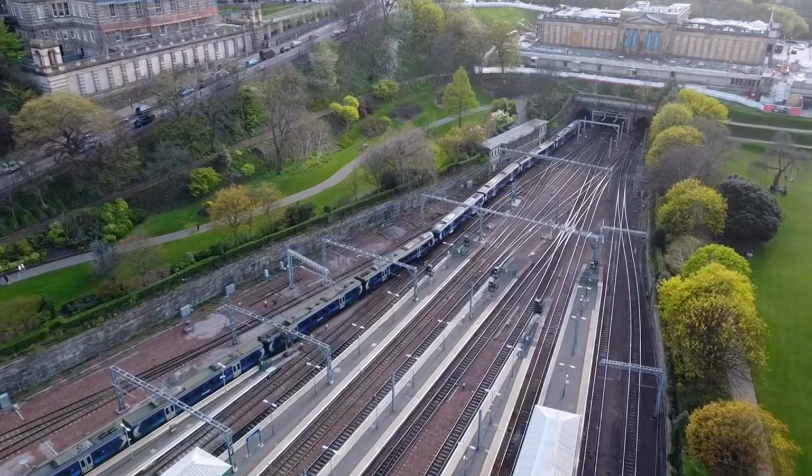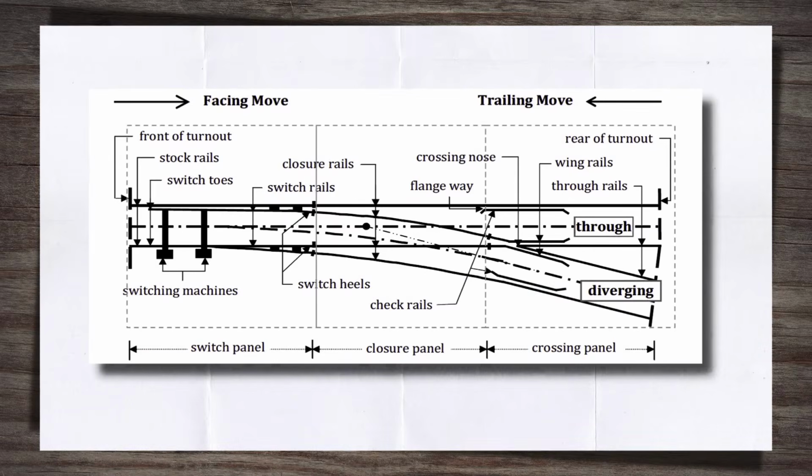Now, those are the three main parts of a railway junction. There is an additional panel, known as the closure panel, that sits between the switch and crossing panels. This will have plain normal rails on it, but 4 of them, and tie into the panels either side.